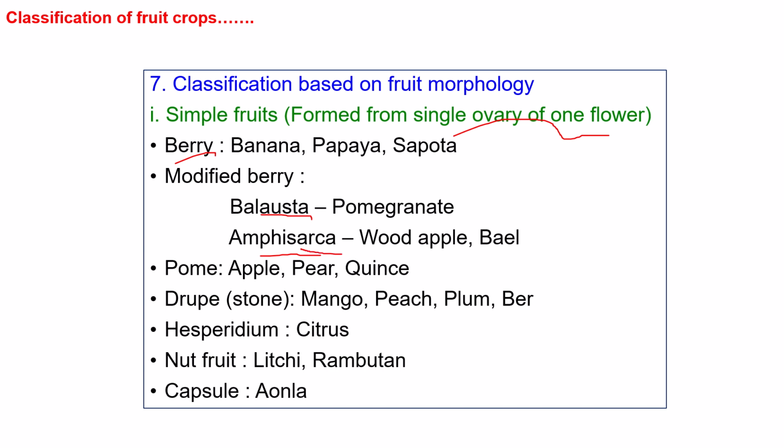Then pome fruits, apple, pear and quince. Then drupe or stone fruits, mango, peach, plum, ber, hesperidium. All the citrus fruits come in the fruit category of hesperidium. Then nut fruits, lychee and rambutan. And capsule example is amla.